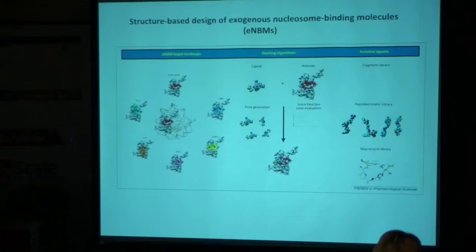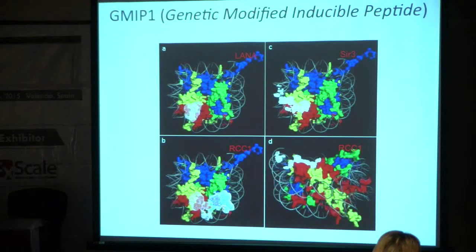So what we did first was have a look at different structures. This was one first complex structure, the nucleosome with a peptide from LANA. LANA is an antigenic peptide from a virus, an osteosarcoma virus, and this peptide interacts in this region. SIR3 is another protein that's important for chromatin modulation in fungus. And more recently, four years ago, the first structure was published with a whole protein complex with the nucleosome. This is RCC1, a chromatin remodeling protein.